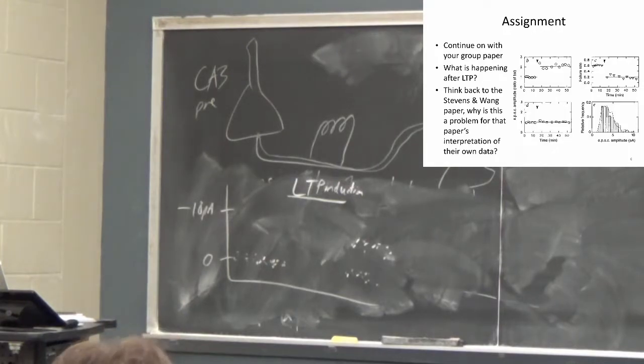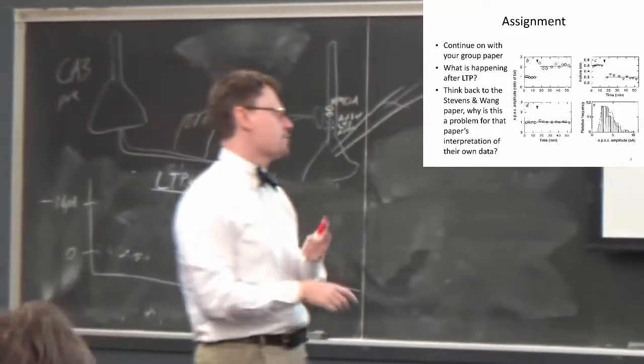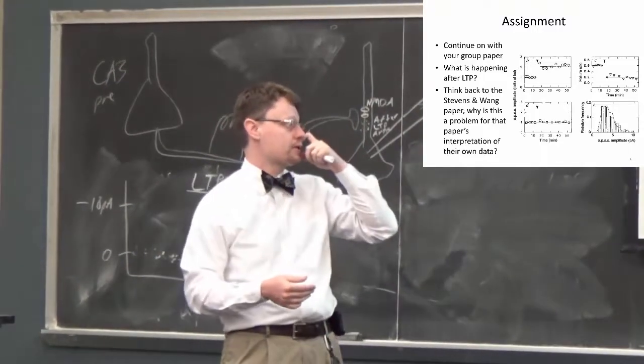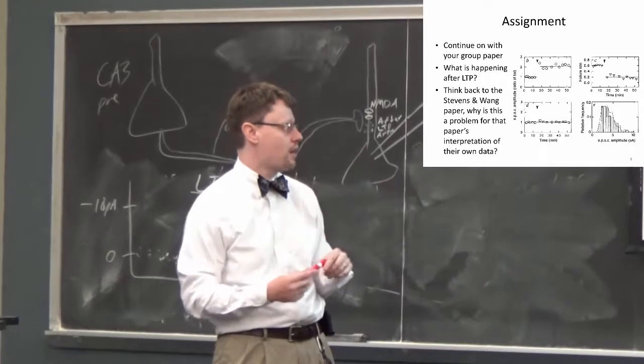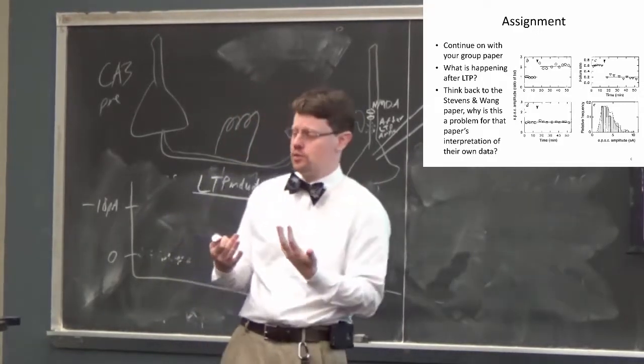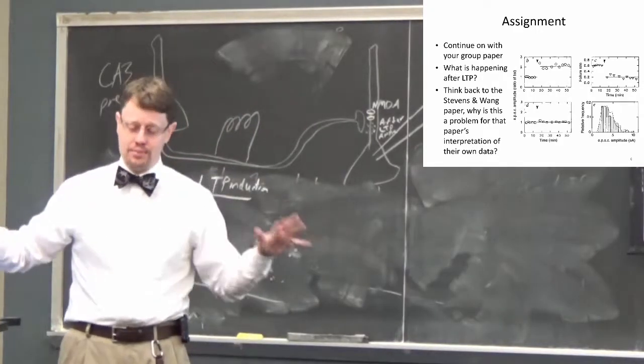Coming back to this setup here, this is going to be helpful for thinking about this. What your assignment is, again, introduce yourself if you don't know who's in your group, but think back to the Stevens and Wang paper, some of the results of which are shown here, and we just talked about at the beginning of class, and try to come up with a different way to interpret their data, where you change nothing about the presynaptic cell.